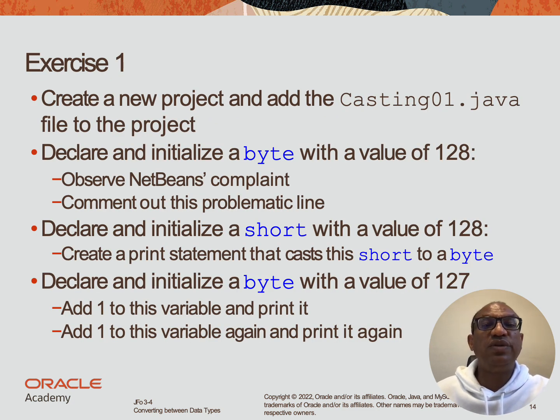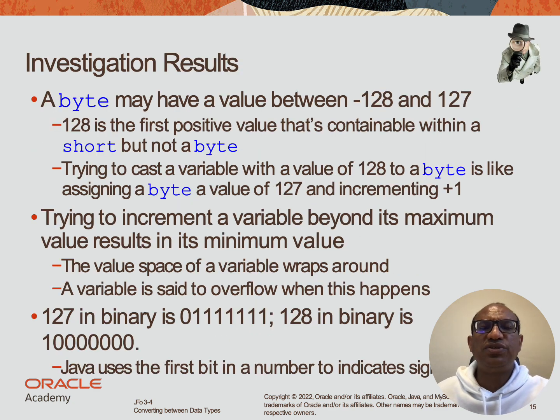In exercise 1, you'll experiment with casting and observe what happens when values exceed the byte limit or wrap around due to overflow. Consider this background information. It isn't necessary to remember these facts to finish problems. It is more important to understand how promotion and casting work.